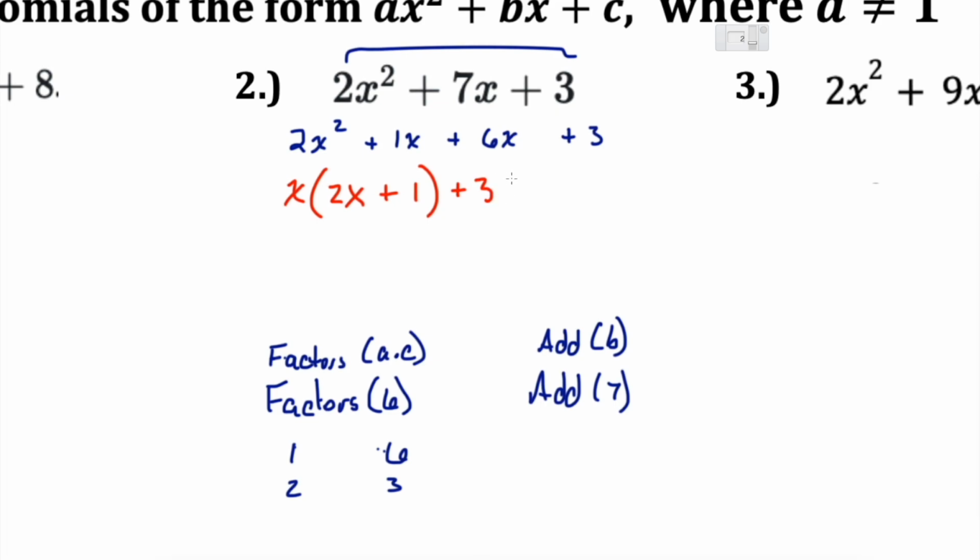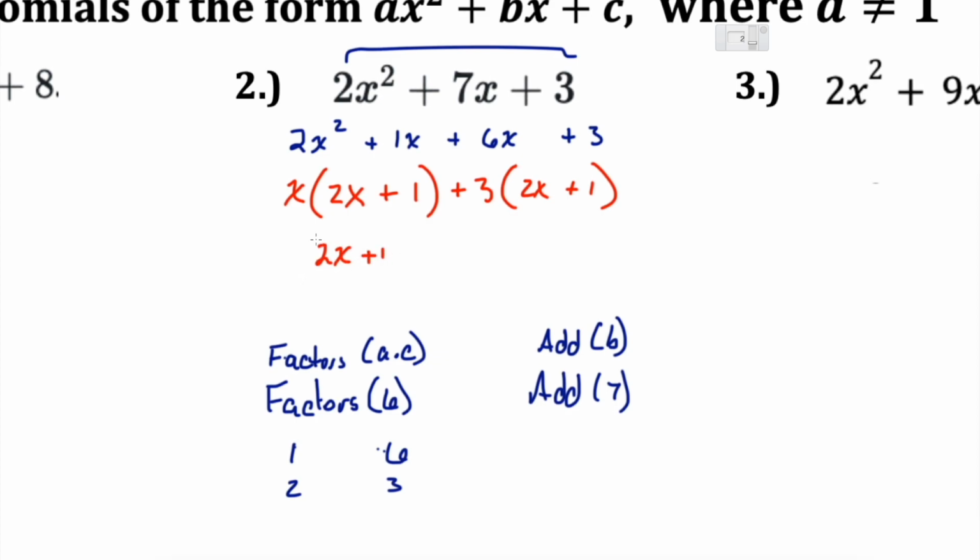So if I take a 3 out of 6x, I get 2x. If I take a 3 out of 3, I get 1. Alright, now take a look at this quantity here. They're the same for both this term and this term. So that means we can factor it out.